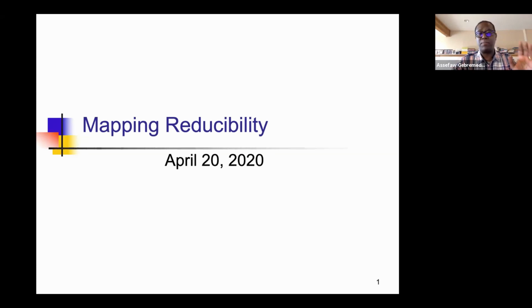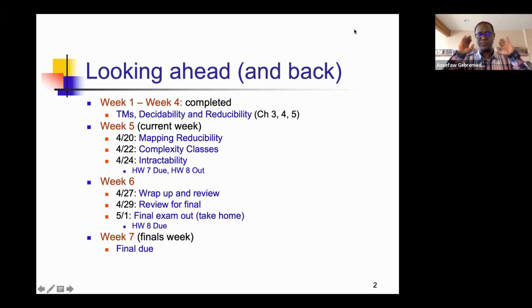All right, so part 4 of reducibility, in particular mapping reducibility, is what we'll be talking about today. Let me begin by having us look ahead at where we are, what is left, and also take a peek back. We are in week 5. Today is April 20th, and we have completed 4 weeks since we started doing things online. In those 4 weeks, we looked at Turing machines, chapter 3 of the book, decidability, chapter 4, and reducibility, chapter 5, which is the topic we are doing now.